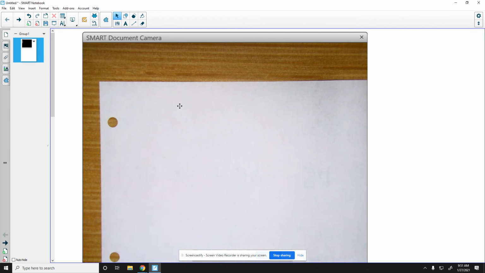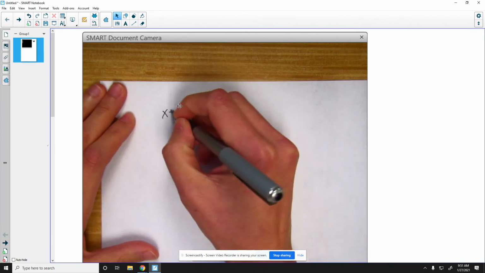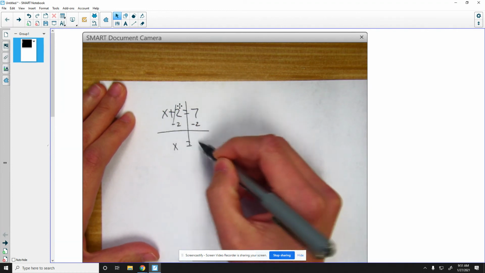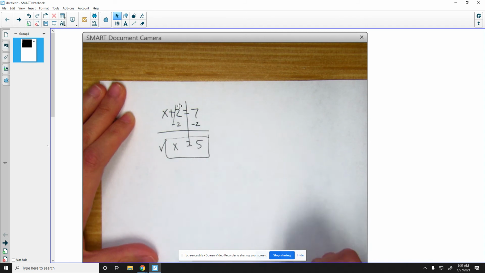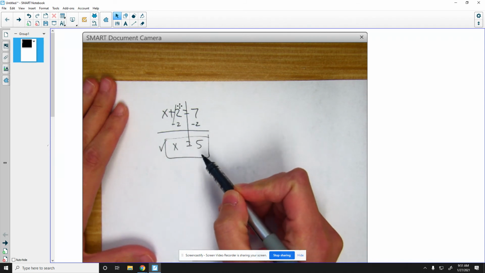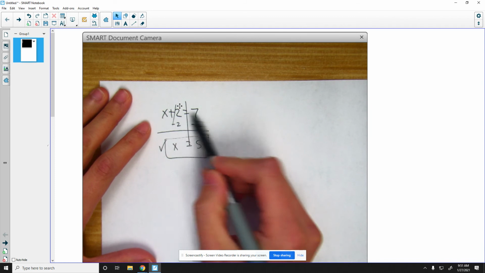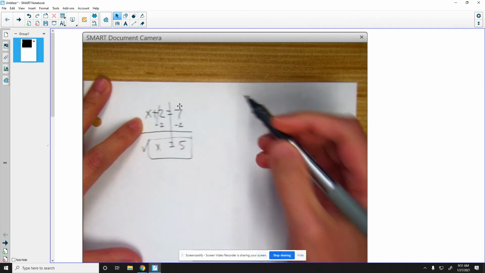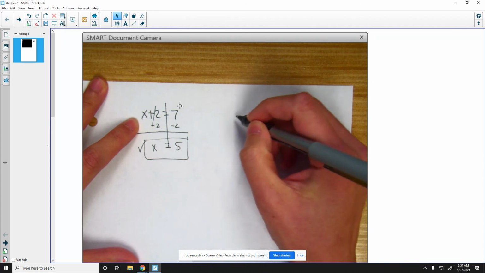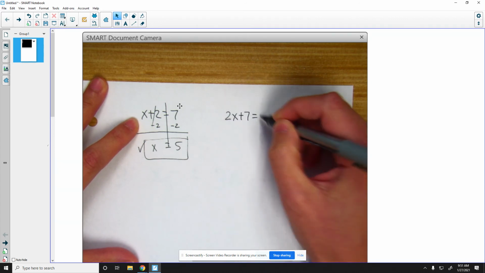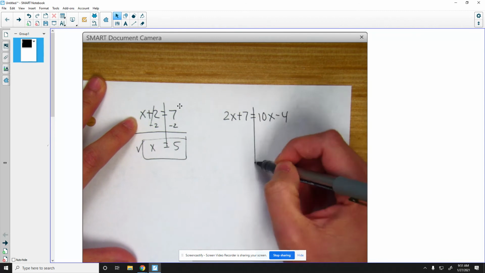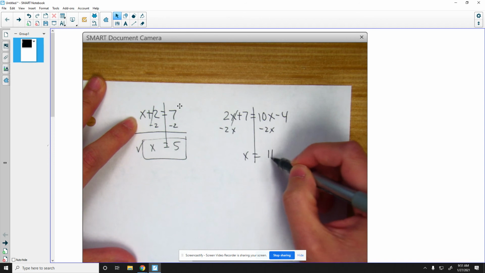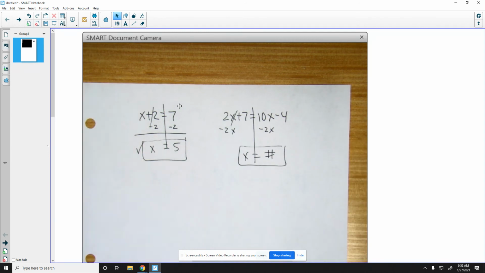So back in 6th grade, you learned x plus 2 equals 7, and you solve for x. You minus 2 on both sides, boom, you found x. You were able to solve for x in 6th grade or 5th grade. Well, now we have harder problems. In 7th grade, you had 2x plus 7 equals 10x minus 4. We made it a little bit more difficult. You still had to solve for x, and you got x equals something. You're still able to do that.